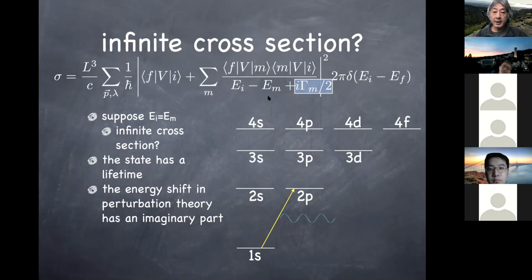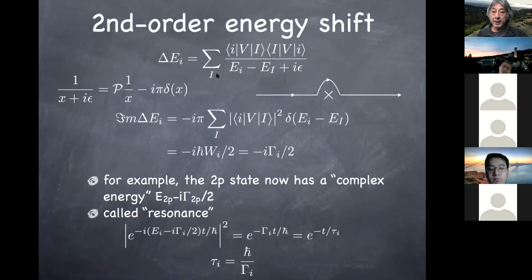So that's the idea of what's going on here, namely that at second order perturbation theory, the state, which is unstable, acquires an imaginary part due to Fermi's golden rule. And once the state acquires an imaginary part in its energy, that is the sign that the state actually decays.